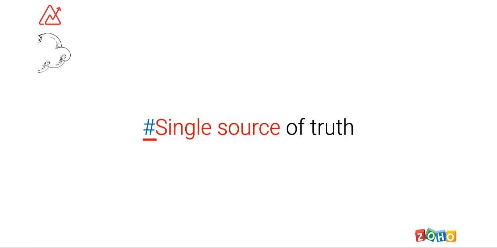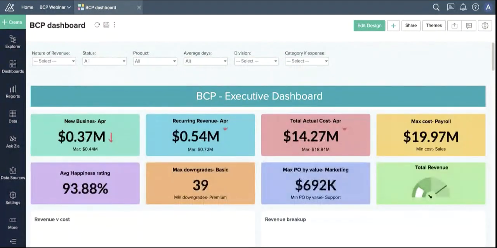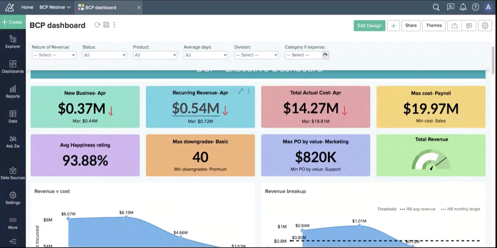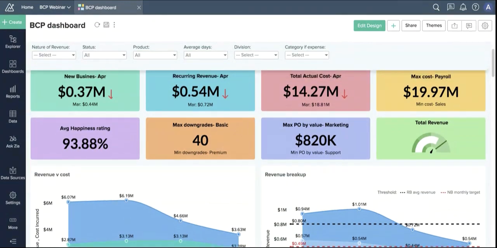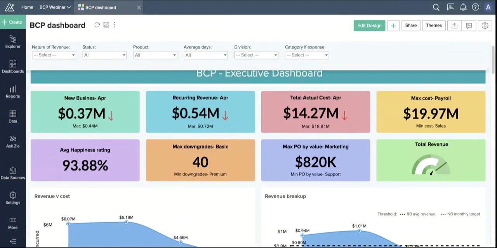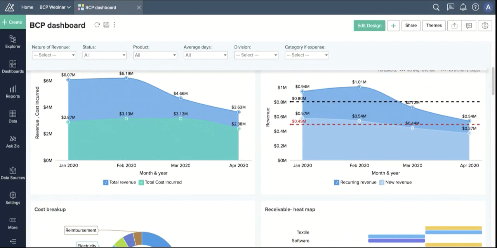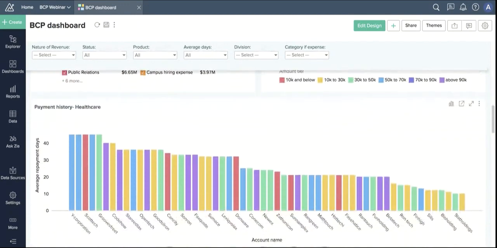Now I'm going to switch to Zoho Analytics to show you an analytics dashboard that can help you do all this right from one place. So the BCP executive dashboard is that one place where you can have a holistic view of your BCP related metrics. You can very closely track them from here. You have the KPIs docked here in the form of widgets, and you have all the reports that we have just discussed here in this one single dashboard.